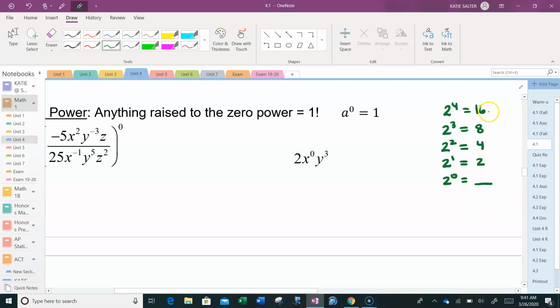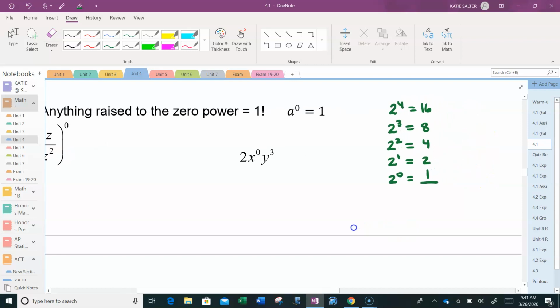Well, if you look at this pattern right here, 16, 8, 4, 2, what you notice is that each time we go down by one exponent, we are dividing by 2, or we're halving the previous term. So if we get right here to 2, 2 divided by 2 is 1, not 0. So maybe that'll help you, and you could look at a bunch of them and you would see the same thing happen over and over again.